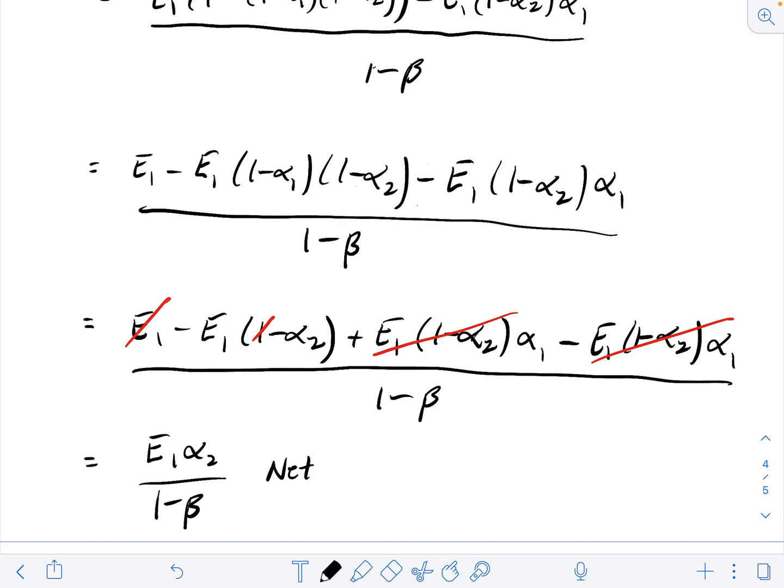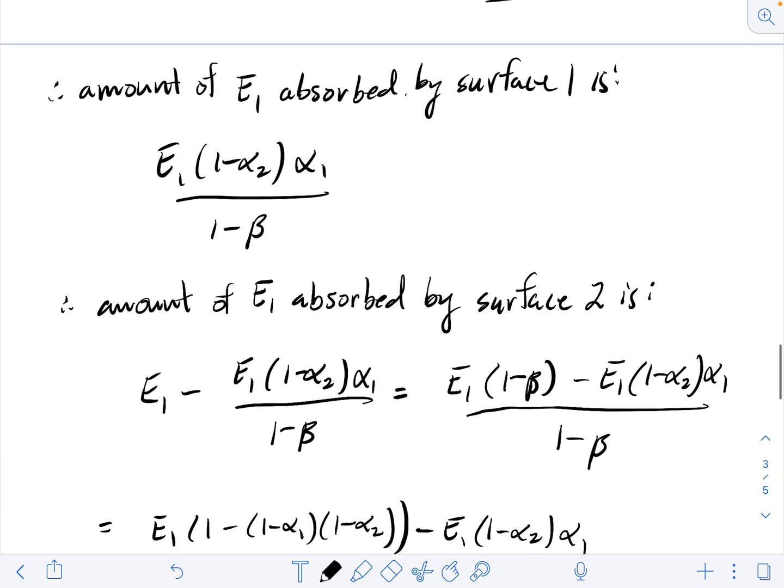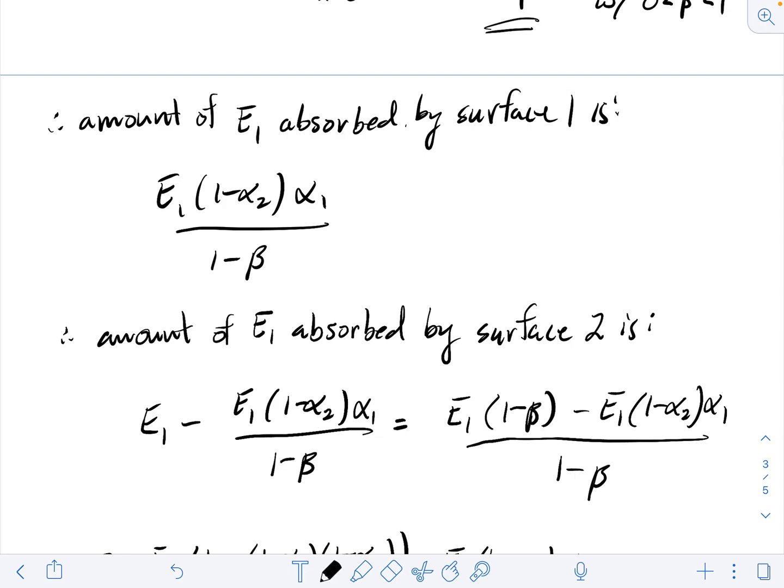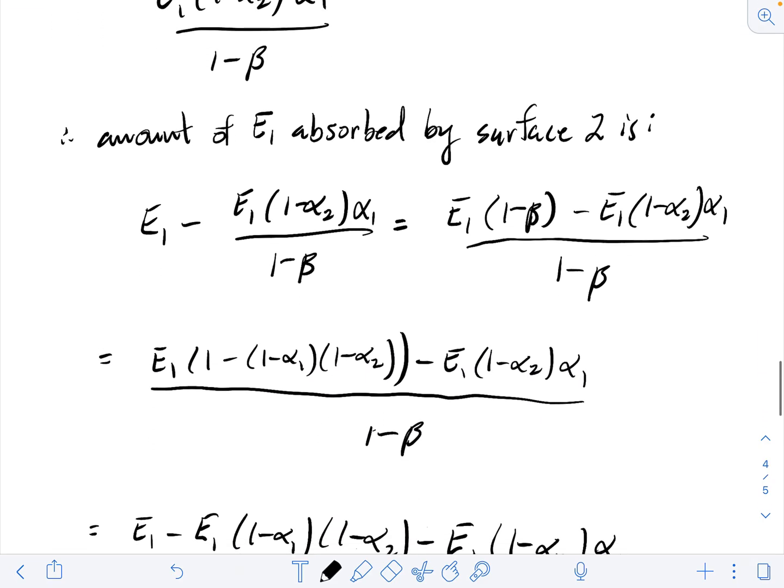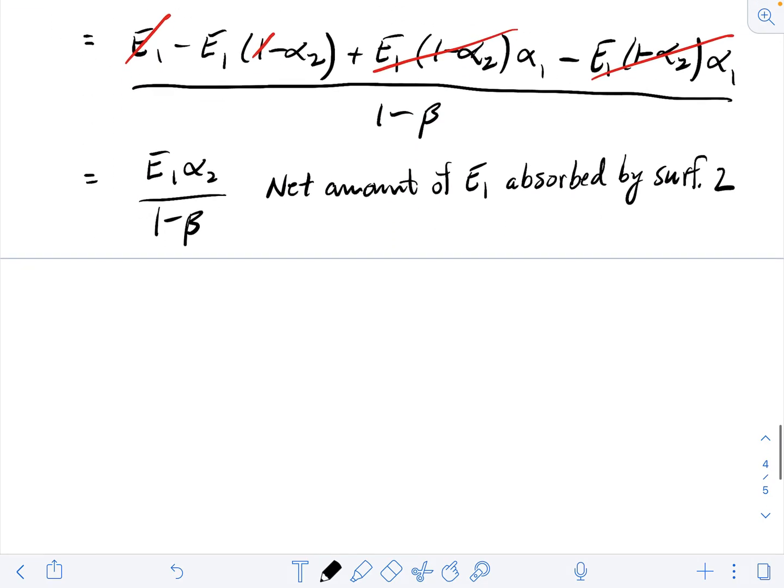All right, so now what we've done is we've determined the amount of E1 absorbed by surface 2, and up here we have the amount of E1 absorbed by surface 1. Okay, good.